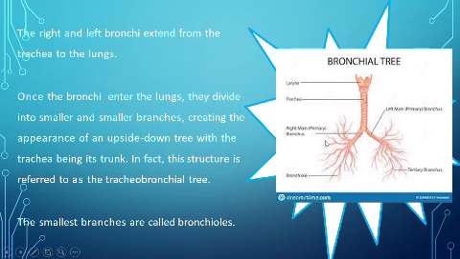Okay, coming to the slide. The right and left bronchi extend from the trachea to the lungs. Once the bronchi enter the lungs, they divide into smaller and smaller branches, creating the appearance of an upside down tree with the trachea being its trunk. In fact, this structure is referred to as the tracheobronchial tree. See this picture, this appears like an upside down tree.